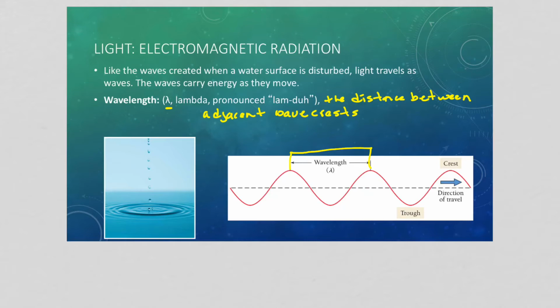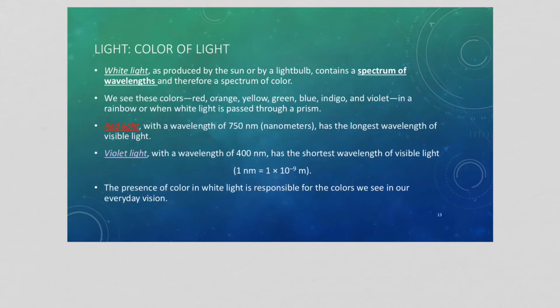Now, when we think about light, one of the aspects that immediately jumps to our mind is colors of light. So when we think about visible light, we think about it as having colors. We can see white light, we can see red light, blue light, green light, etc. So what does that mean? What does the color of light tell us?